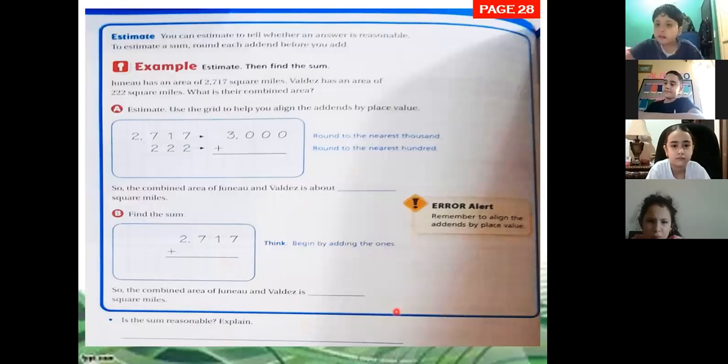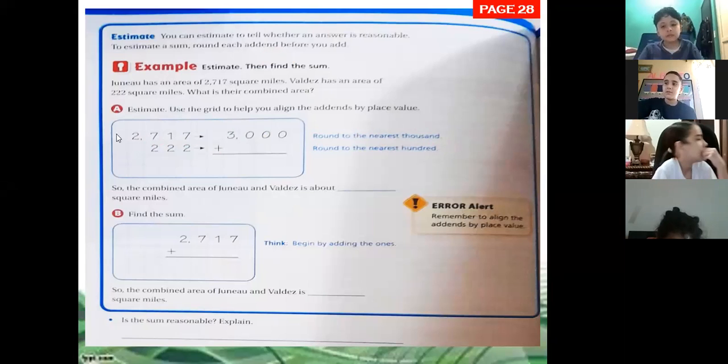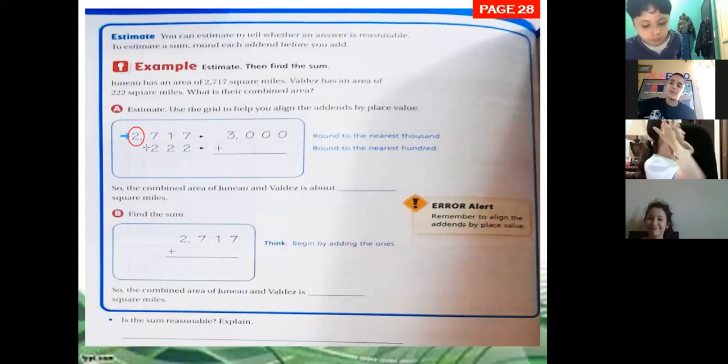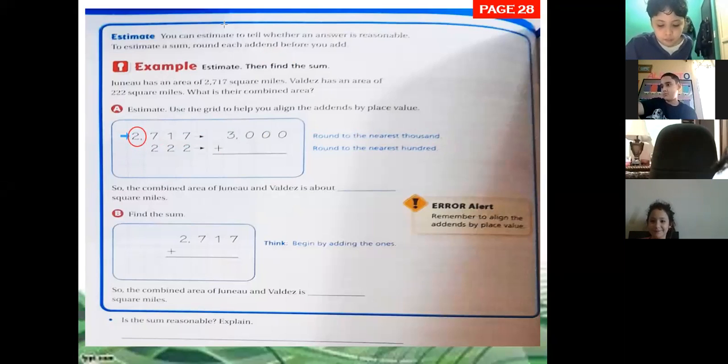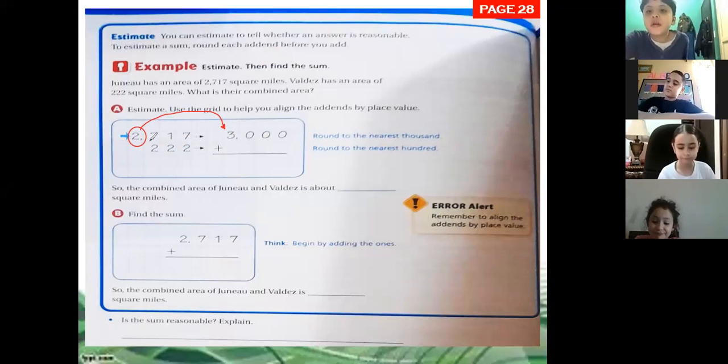Also yesterday we talked about how we can round or estimate the numbers. If you remember, here we have this amount, 2,717. We can round to the nearest thousand. Which number is on the thousands? Remember, the number that is on the thousands is this one. Number 2, this number 2, it's on the thousands. So I'm going to round this number 2, and it is going to become 3. Why does it become 3,000? If you notice, the next number after the 2 is 7.